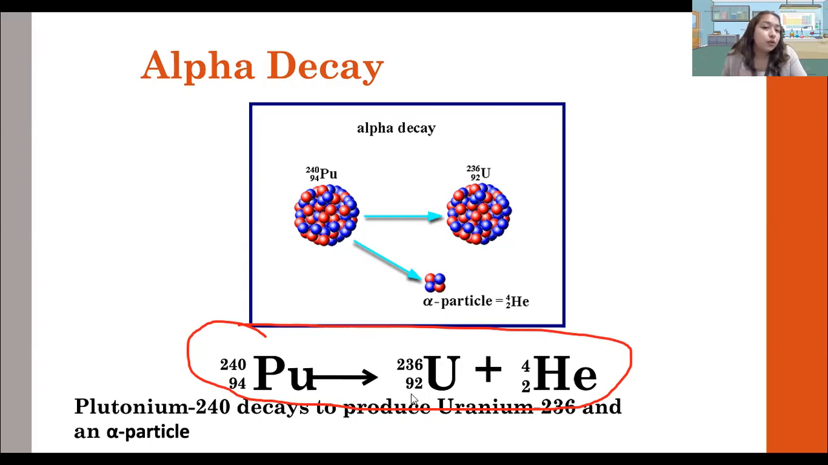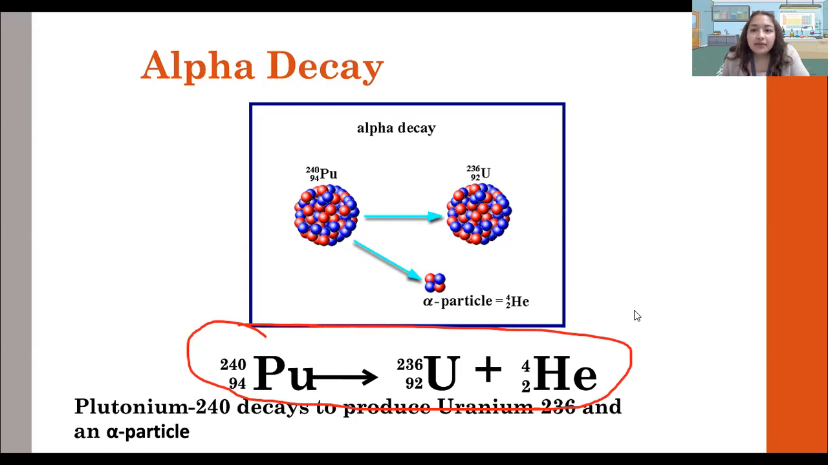Remember that no 2 atoms have the same number of protons. So once we figure out the atomic number, all we have to do is reference our periodic table and think to ourselves, all right, well, which atom is atomic number 92? And that's uranium. Once we find out the identity of the atom, that's it, we're done with figuring out the equation.